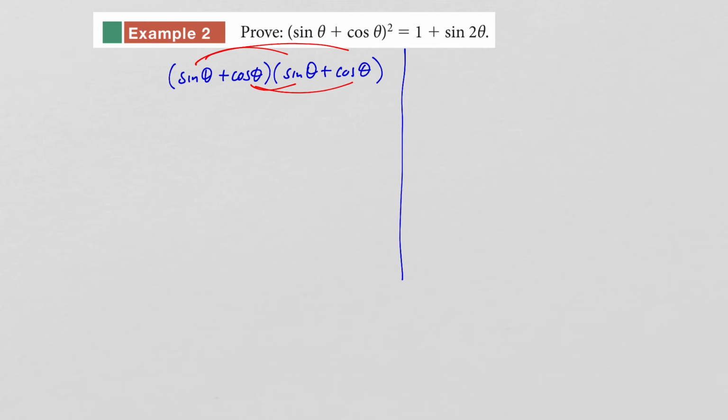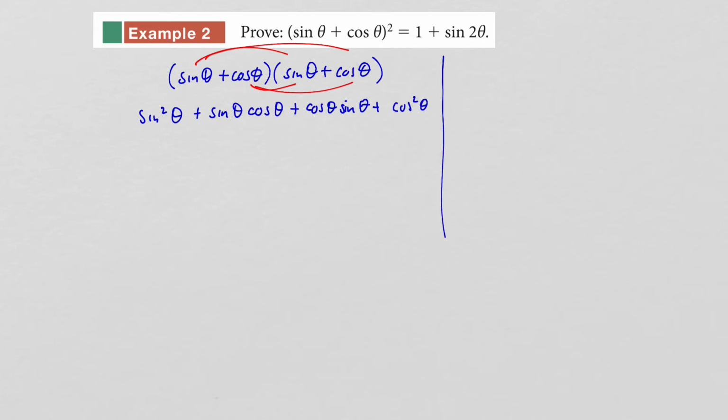We can multiply it out, which is going to give us sine squared of theta plus sine of theta times cosine of theta plus cosine of theta times sine of theta plus, and then cosine times cosine is cosine squared of theta. All right, now let's see what we can do. Well, one easy thing to do is sine squared of theta plus cosine squared of theta. Those two together are equal to 1.